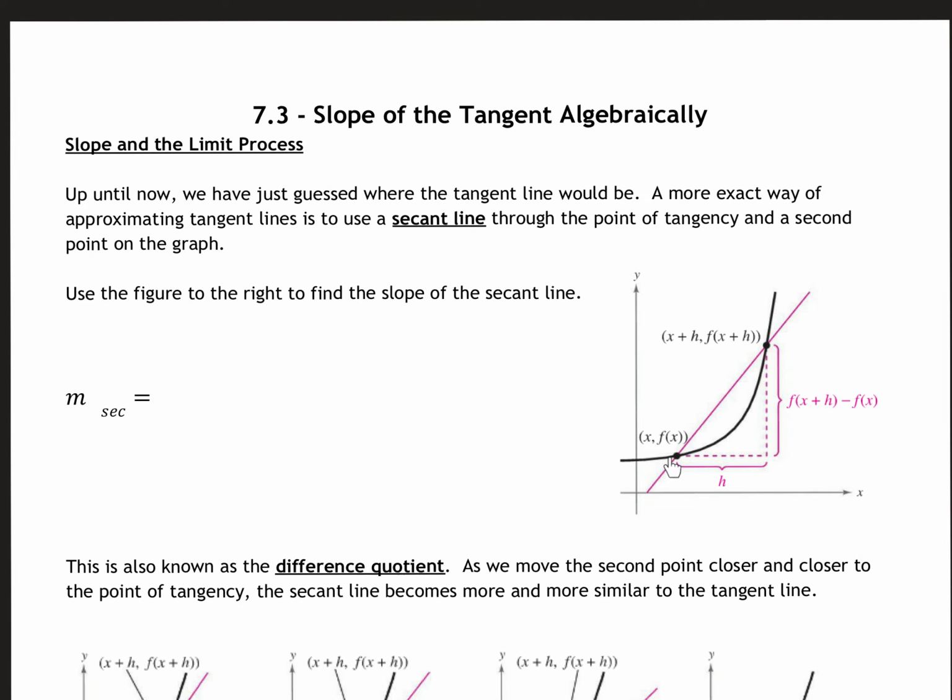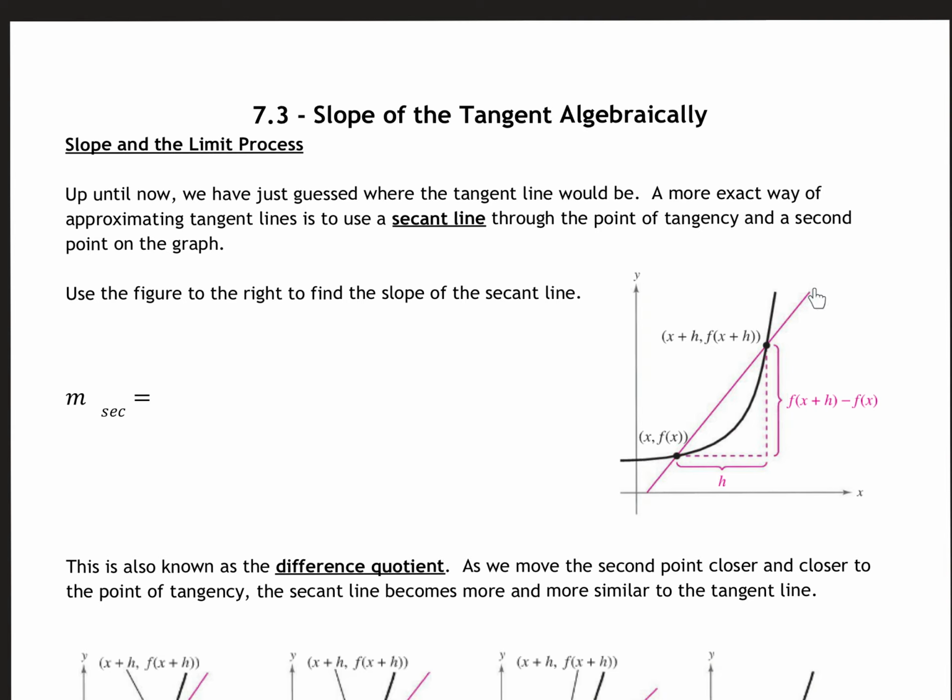We're going to call one of the points x comma f of x. And then for the other point, we're going to add h to our x value. So we're essentially saying move h units to the right. And then we have to account for that in our function as well, so our y value will be whatever f of x plus h is. This distance is the distance between f of x plus h and f of x, because those are our y values. This distance is the distance between x plus h and x, which just ends up being h.